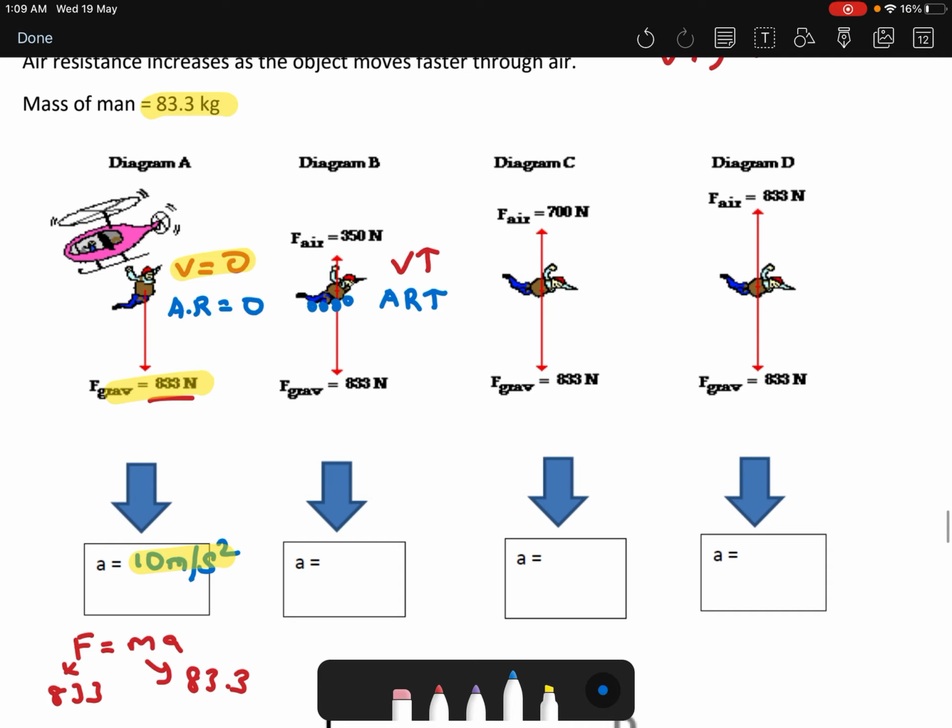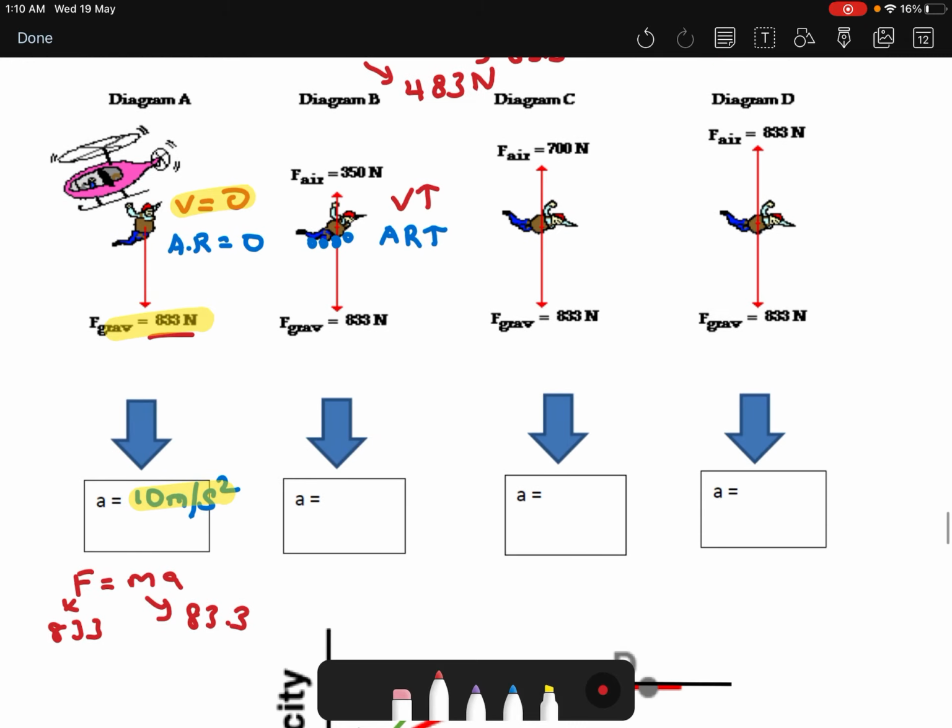Using Newton's second law, F equal to ma, the m is still the same, 83.3, but your resultant force is no longer 833; it is 833 minus 350, so you get about 483 Newton downwards. If you calculate, you should get an acceleration of about 5.80. So the acceleration is already dropping.